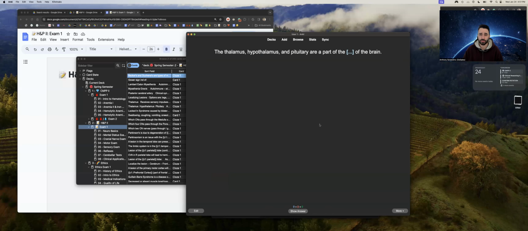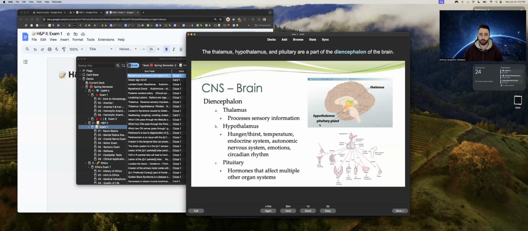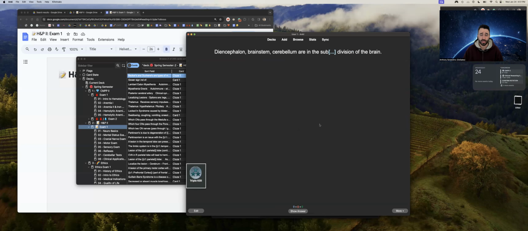The thalamus, hypothalamus, and pituitary are part of the blank of diencephalon. The thalamus is like that triage center, right? It processes sensory information. Hypothalamus does a lot. It even controls the pituitary. Diencephalon, brainstem, cerebellum are in the subcortical division. All right-handed and blank of, so 3/4 of left-handed are left hemisphere dominant.